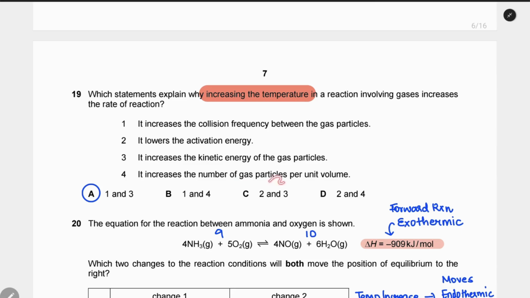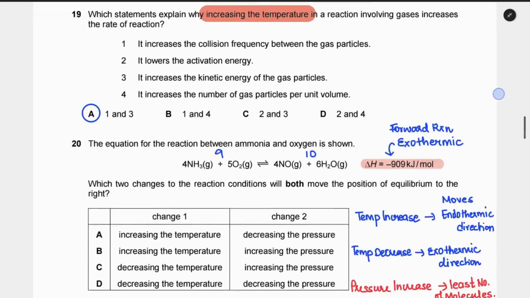It increases the number of gas particles per unit volume. It doesn't have any relation to per unit volume. So the answer is 1 and 3. Kinetic energy of gas particles increases and the collision frequency will also increase.